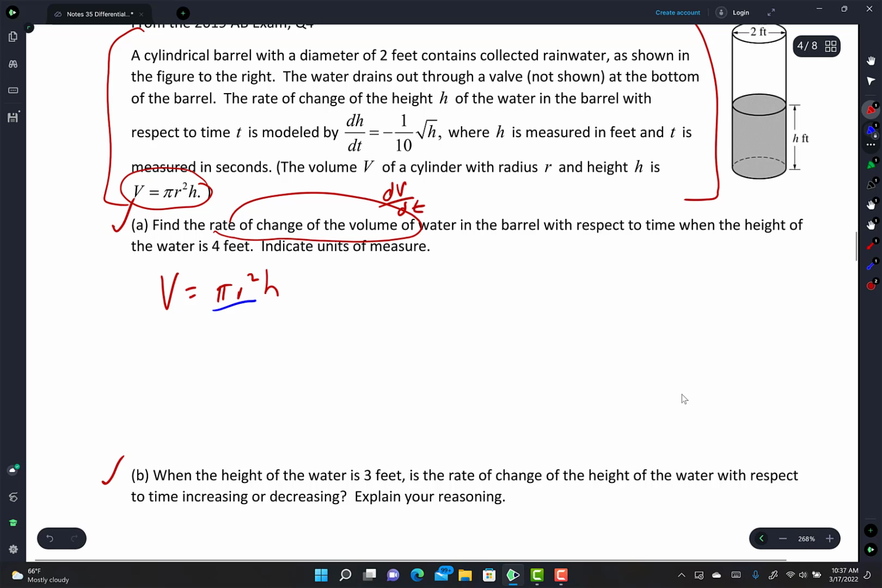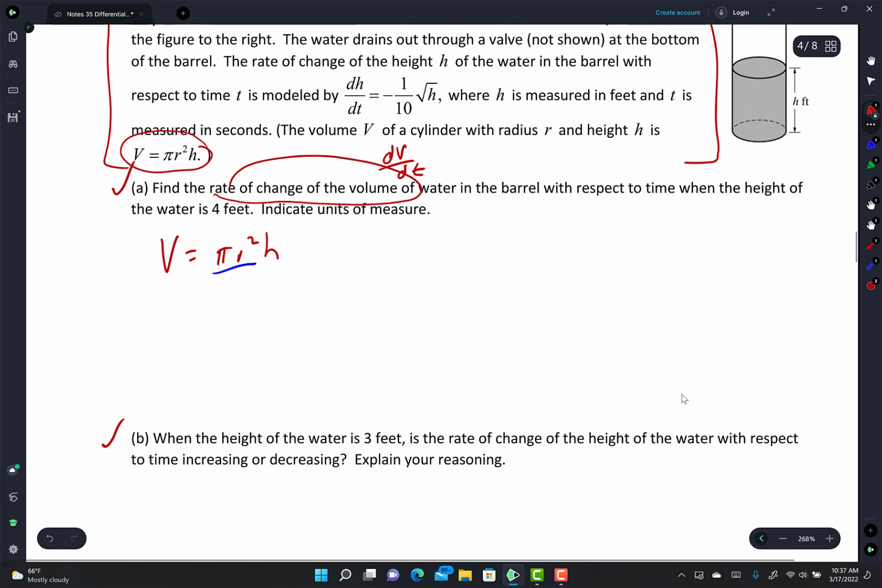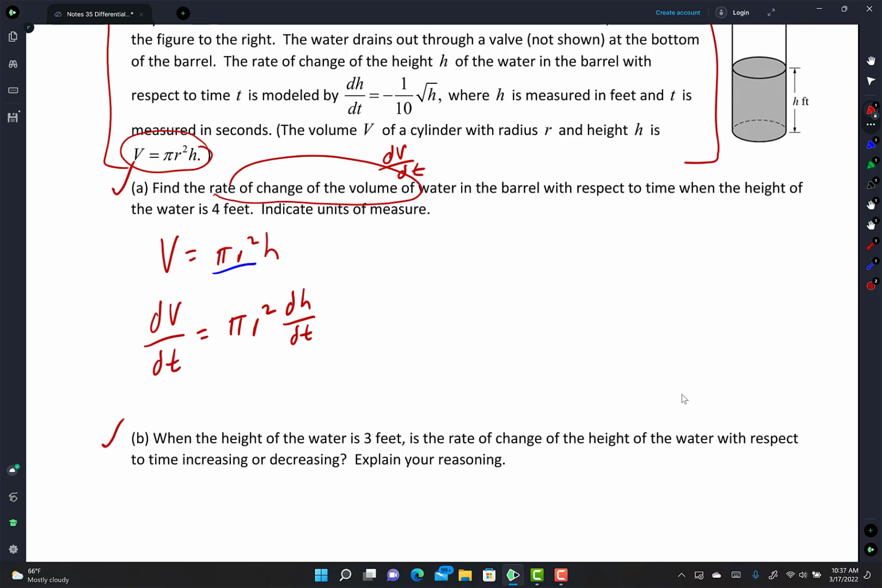So look how easy it is. This is probably a point. I haven't looked at the rubric just yet. All I'm going to do is take a derivative of this with respect to what? So dV/dt is equal to pi r squared, and then what's the derivative of h with respect to time? There it is. You got it. That's my volume formula.